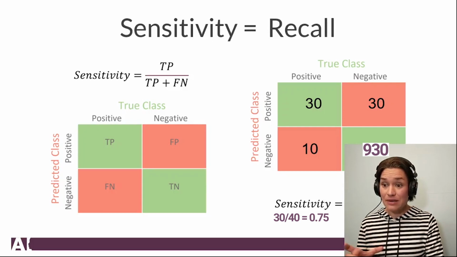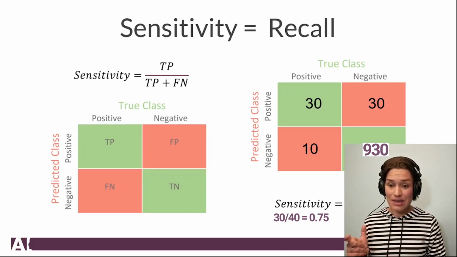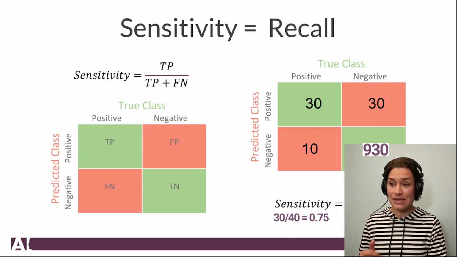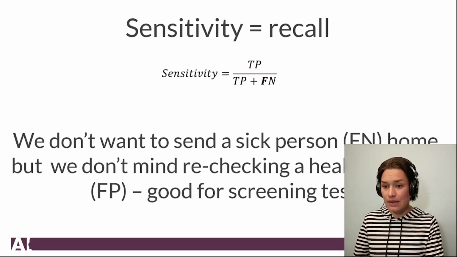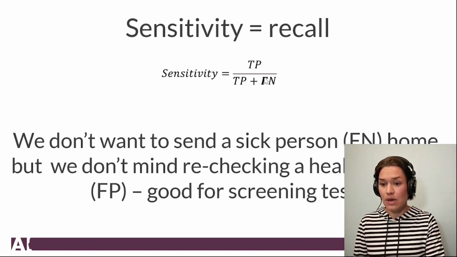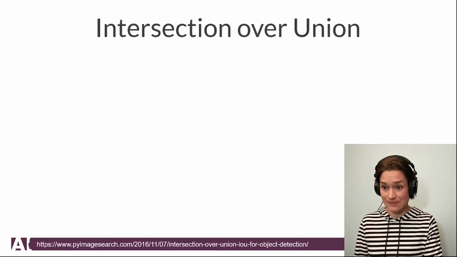So yeah, here for object detection and instance segmentation, the pair is precision and recall. For the classification, the pair is sensitivity and specificity. And again, sensitivity and recall concern the false negatives. So a sick person sent home is a false negative. We don't want to do that. And it's good for screening tests.